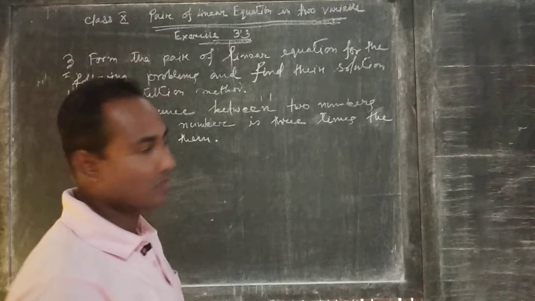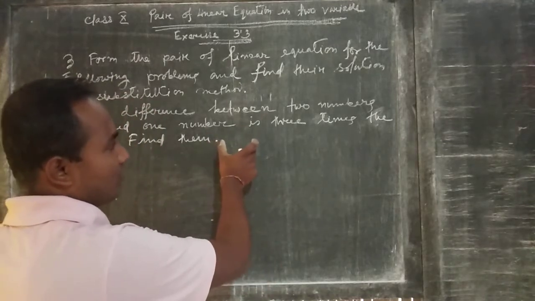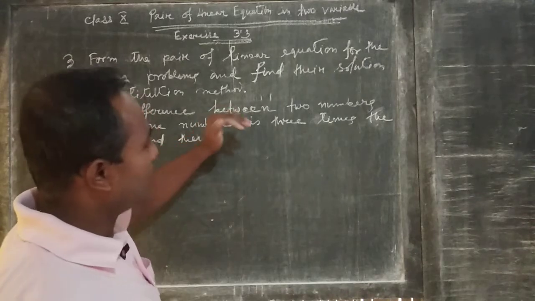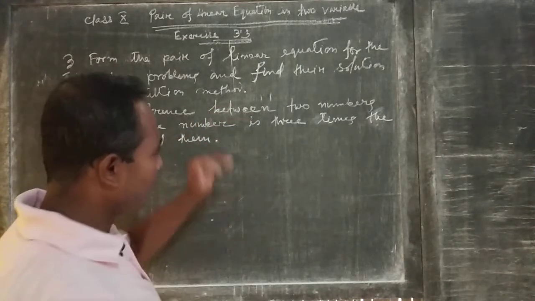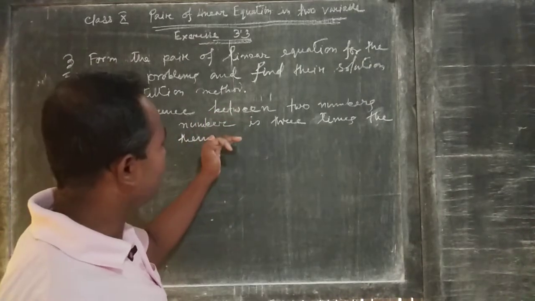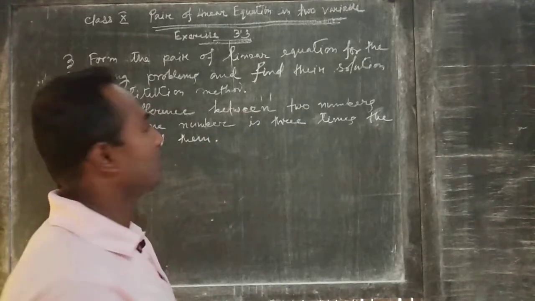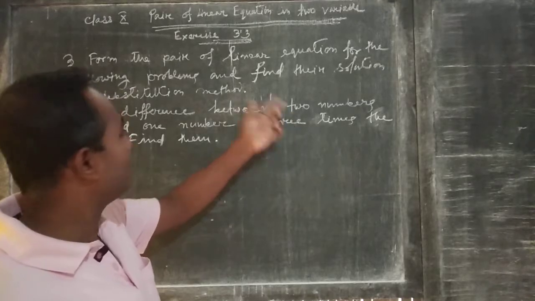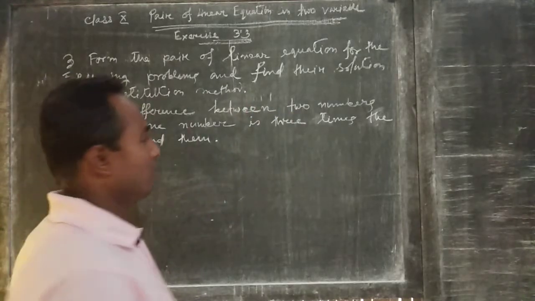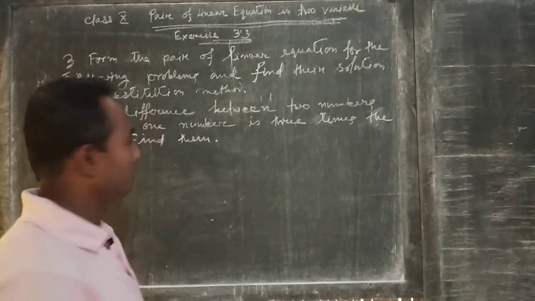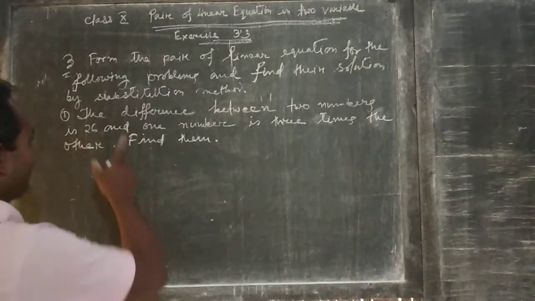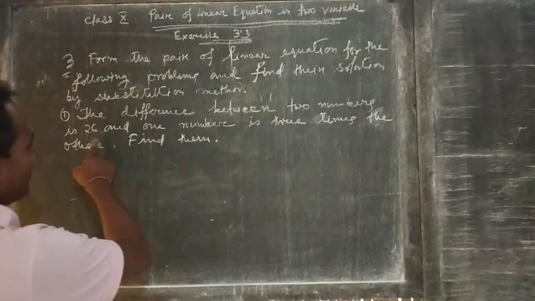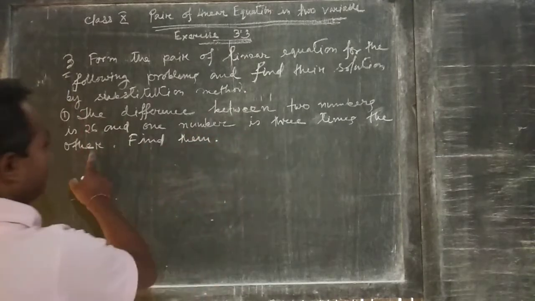Some questions are given, and first we have to form the equations from the conditions given. From these conditions we have to form the linear equations, and we have to solve the equations to find the value of the variable, and we have to use the substitution method. Okay, now let us see what the questions are. First, question number 3.1. The question is: the difference between two numbers is 26 and one number is 3 times the other.